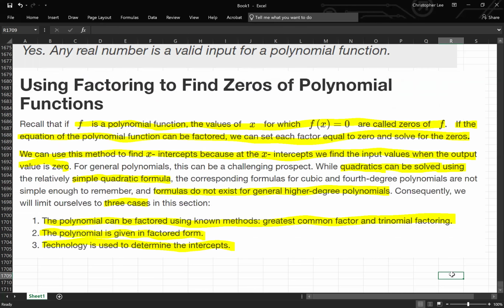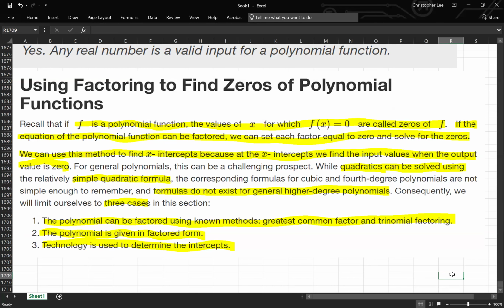All right, so using factoring to find zeros of polynomial functions. So recall that if f is a polynomial function, the values of x for which f of x equals 0 are called the zeros of f, right? If the equation of the polynomial function can be factored, we can set each factor equal to 0 and solve for the zeros. We can use this method to find the x-intercepts because at the x-intercepts, we find the input values when the output value is 0, right?